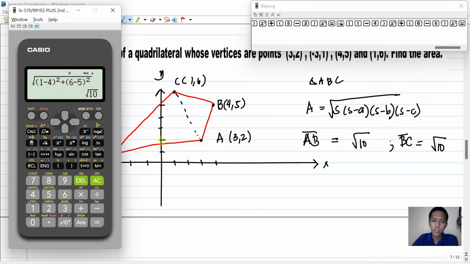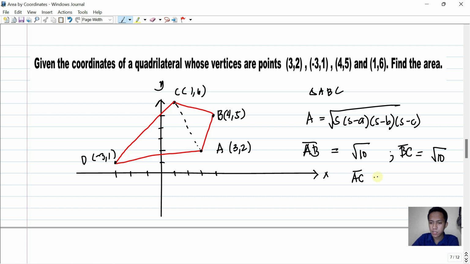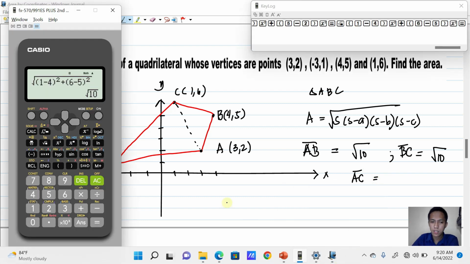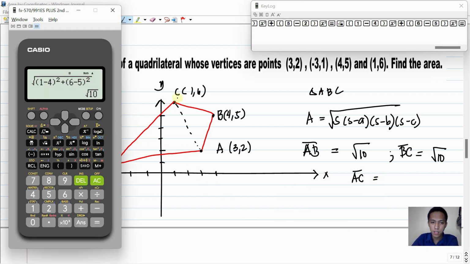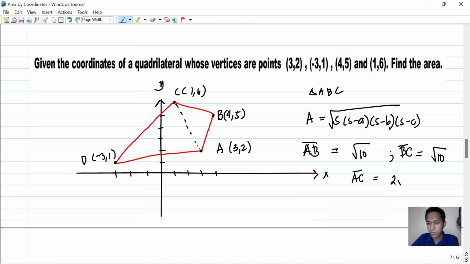So let's compute for side AC. So what is side AC? Okay, so side AC is, we have x sub 2 minus x sub 1 squared plus y sub 2 minus y sub 1 squared. So that is 1 minus 3. So that is squared plus y sub 2 minus y sub 1 squared. So that is 6 minus 2 and that is squared. So equals lang natin guys. So side AC is 2 square root of 5.